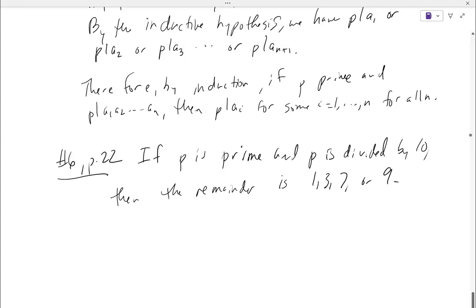Because if I divide 2, 3, and 5 by 10, I get a remainder of 2, 3, and 5, respectively. So your prime needs to be bigger than 5. It's more interesting when it's not 5. Or bigger than 5, I should say. I didn't write that down. The problem did.